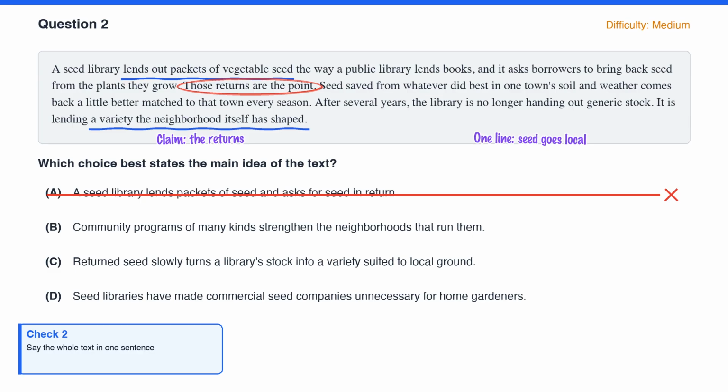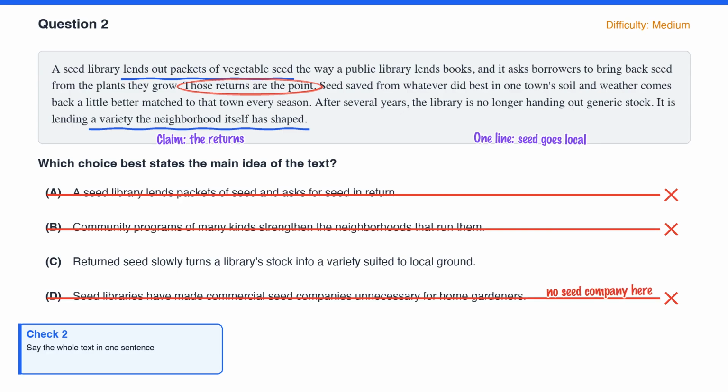Strike it. B says community programs strengthen the neighborhoods that run them. Nothing here is about programs in general. B is a side gauge. Away it goes. D says seed libraries have made commercial seed companies unnecessary. No seed company appears anywhere in this text.